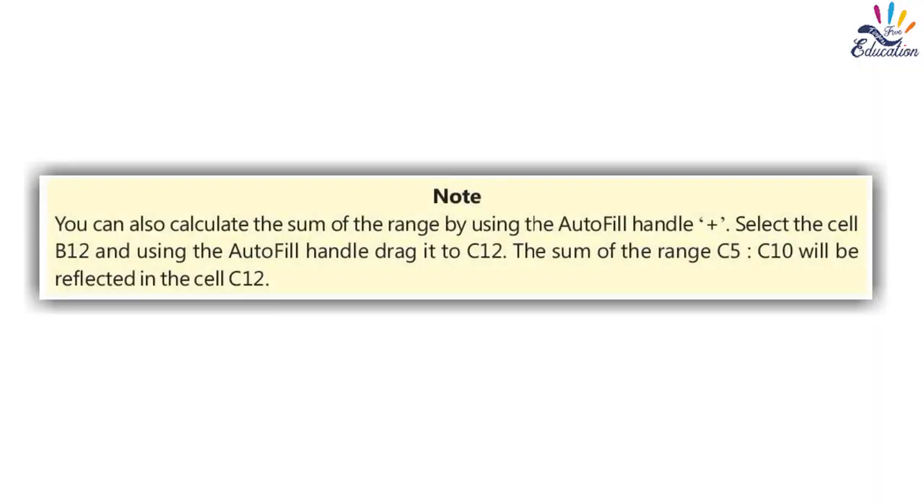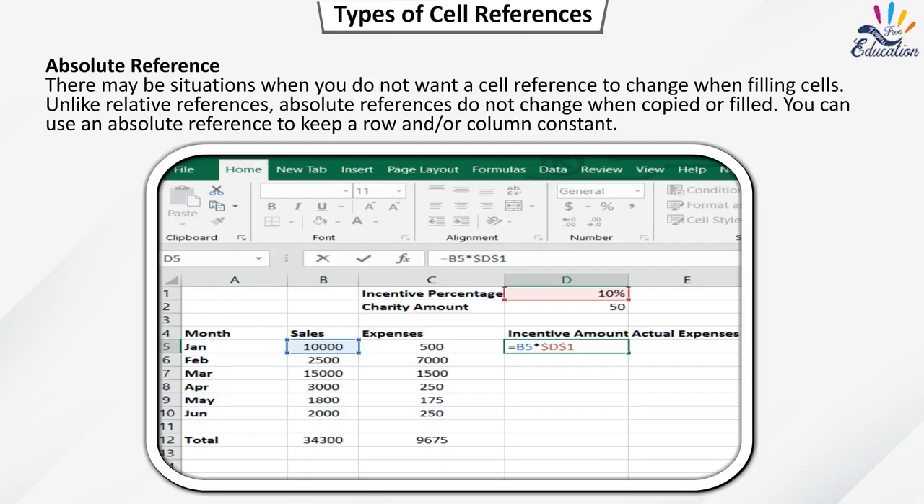Note, you can also calculate the sum of the range by using the autofill handle. Select the cell B12 and using the autofill handle drag it to C12. The sum of the range C5:C10 will be reflected in the cell C12.